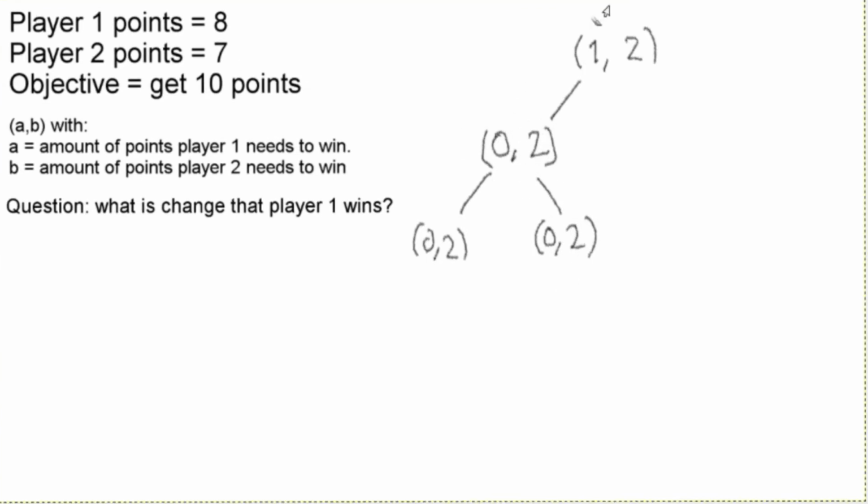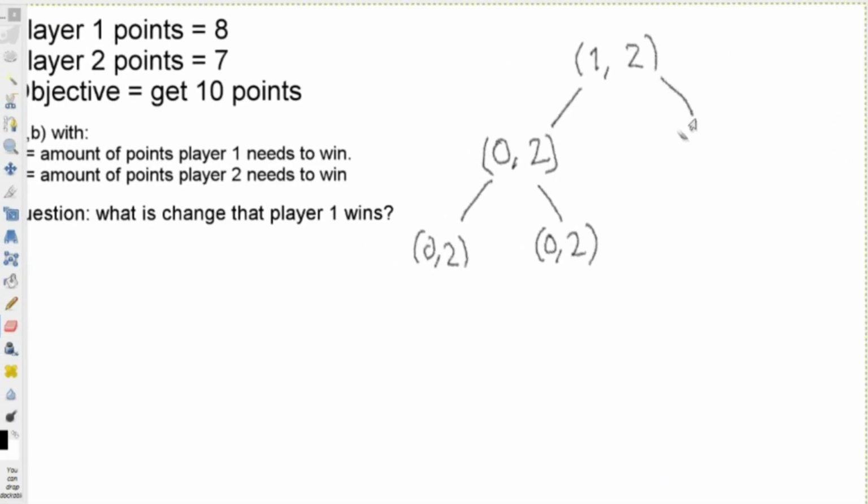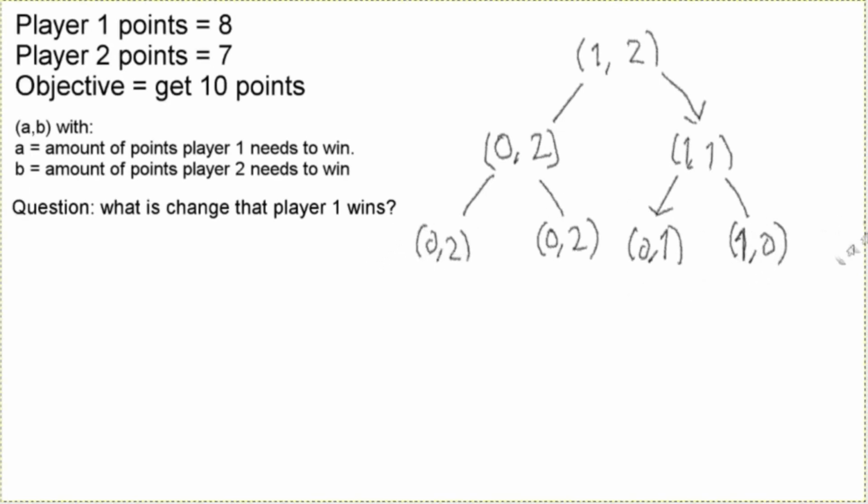And this here actually becomes not 0, 1, but 0, 2 again, because player 1 has already won this game. There's no reason to count down the amount of points player 2 needs, because player 1 has 0 here. He's already won. We could go down here and say 1, 1. This could then go into 0, 1, or 1, 0.